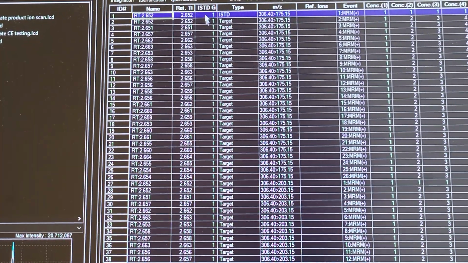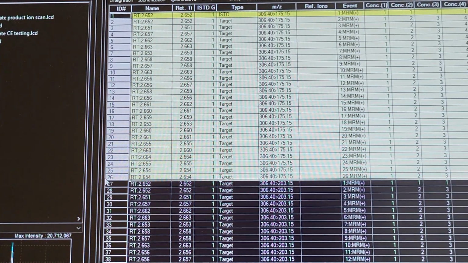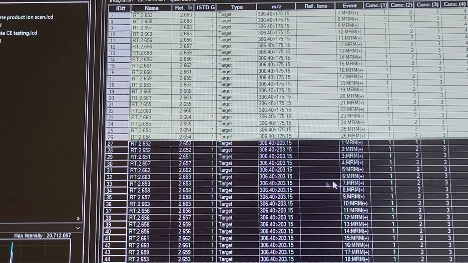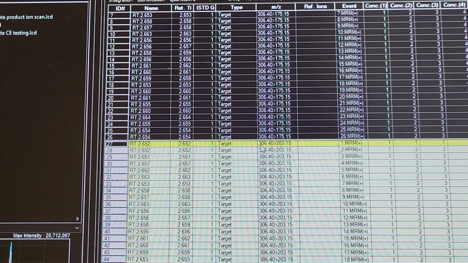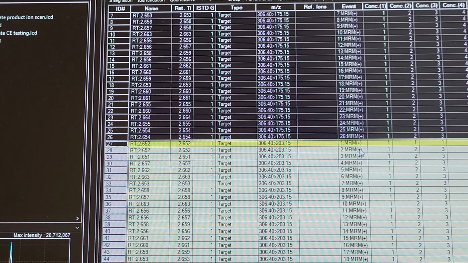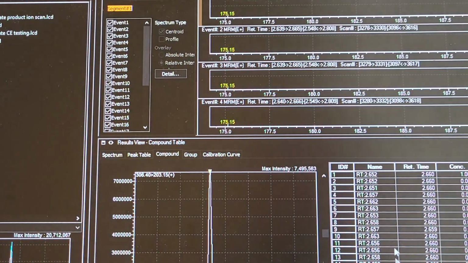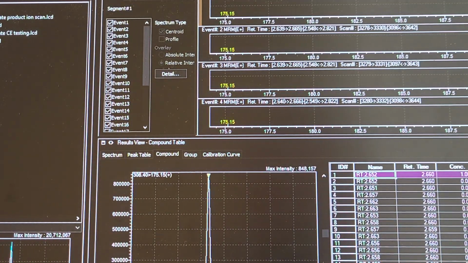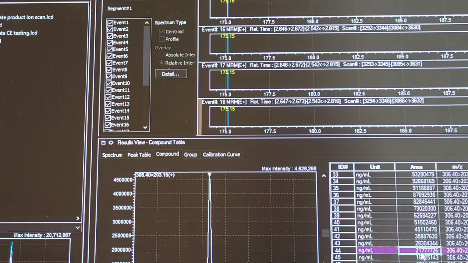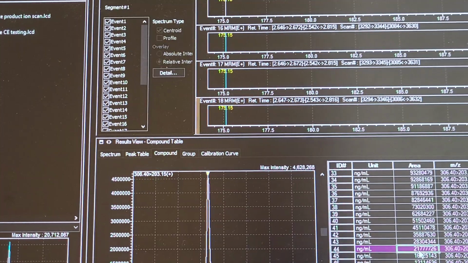Okay, so now in my compound table, the first 26 are the first transition, ordered 1 through 26, and the second 26 are the second transition, also ordered from 1 to 26, because this is going to be in order of increasing collision energy. Now I'm just going to find these areas and copy and paste them into a spreadsheet, and I'll show you what that looks like.